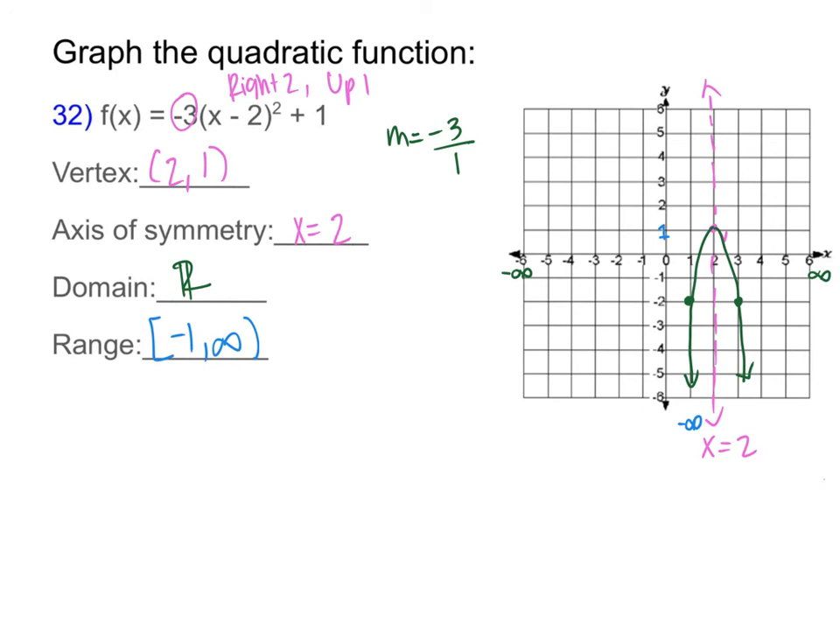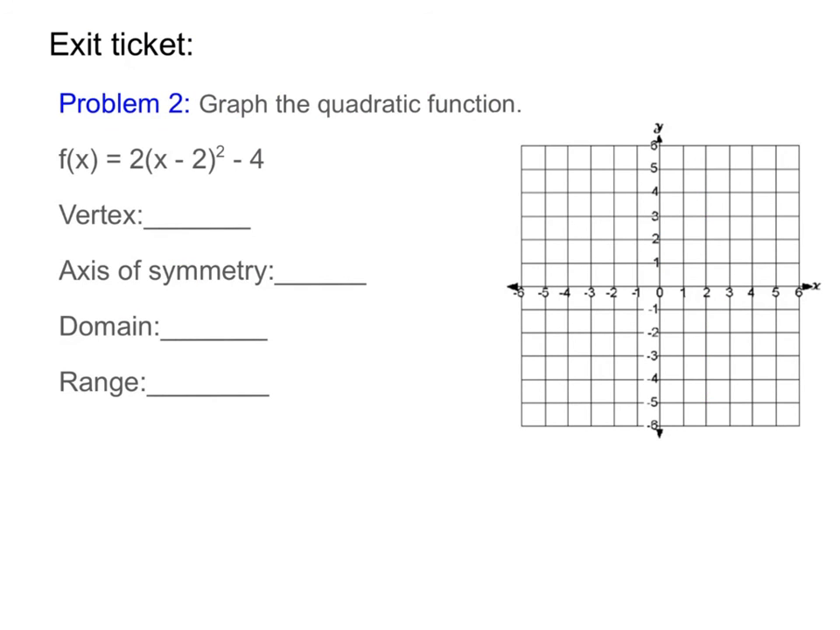I have my graph. I've completed these questions. Hopefully this gives you a better idea on how you can graph a quadratic. See if you can do the exit problem. Alright, so here's the exit ticket. All you're asked to do is to graph this on a coordinate plane and see if you can fill out the questions below.